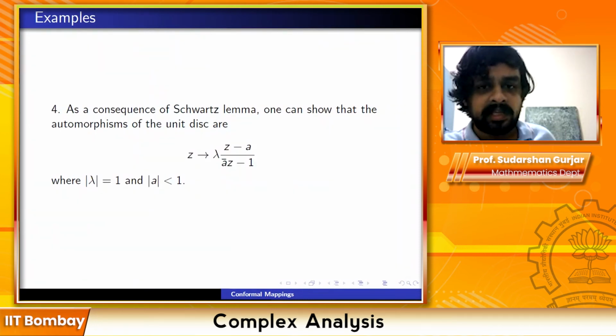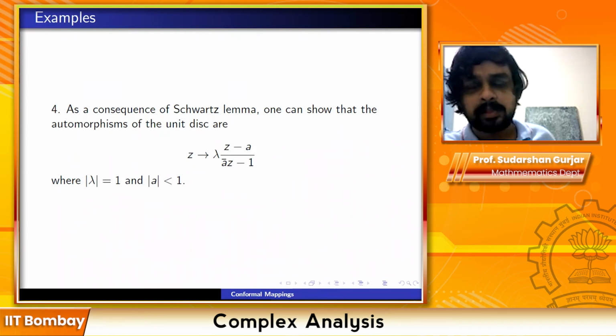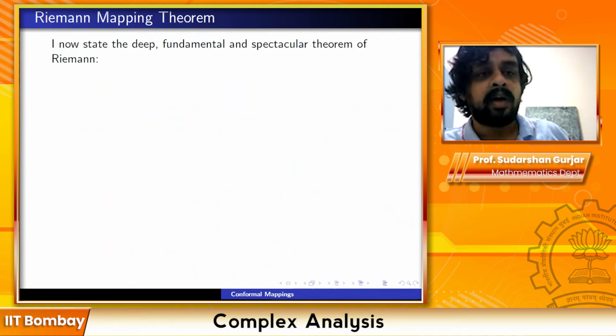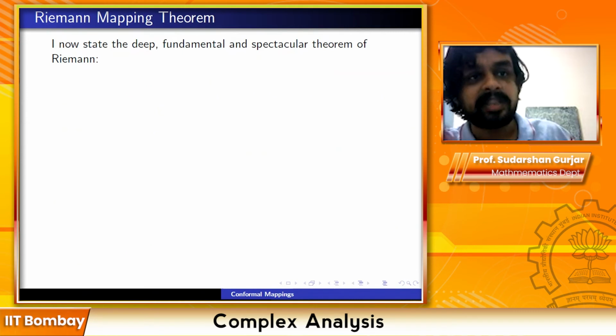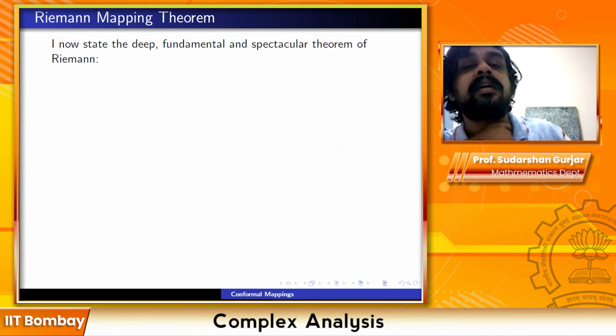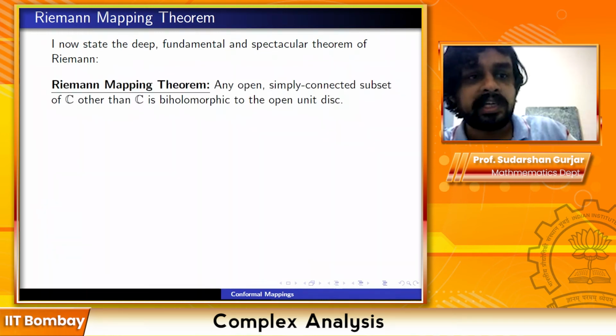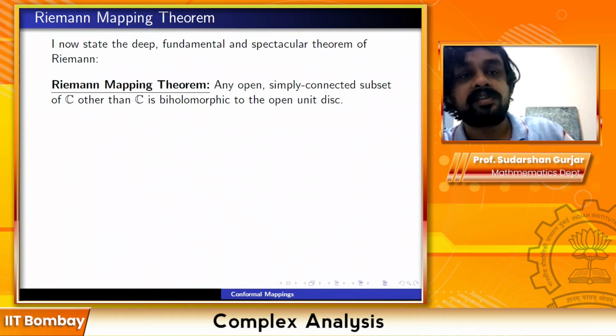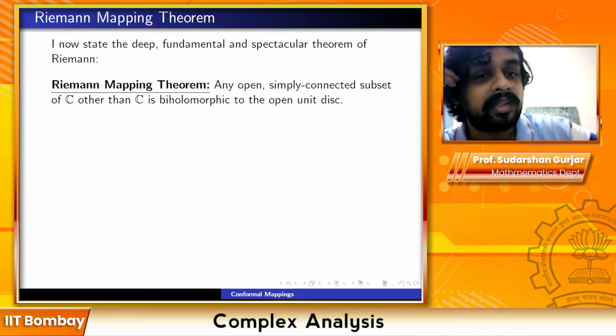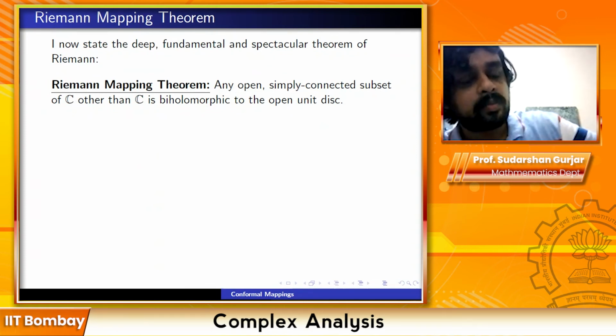And since these are examples of biholomorphisms, these are also examples of conformal mappings. Okay, now let me state the really big theorem. So this is called the Riemann mapping theorem. Now I state the deep, fundamental, and really spectacular theorem of Riemann. Any open simply connected subset of C other than C is biholomorphic to the open unit disk. This fantastic theorem of Riemann. Any open simply connected subset of the complex plane other than the complex plane is biholomorphic to the open unit disk.